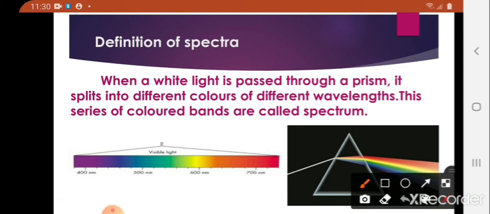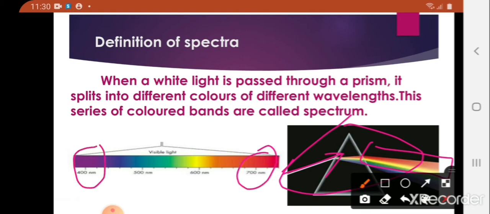Here in this picture we can see that when white light is passed through a prism, it splits into different colors. That is, the red color is deviated the least and the violet color is deviated the most. These are of different wavelengths. Red color has a wavelength of 700 nanometer and violet has a wavelength of 400 nanometer. So in general we can say that a wave with shorter wavelength bends more than a wave with longer wavelength.